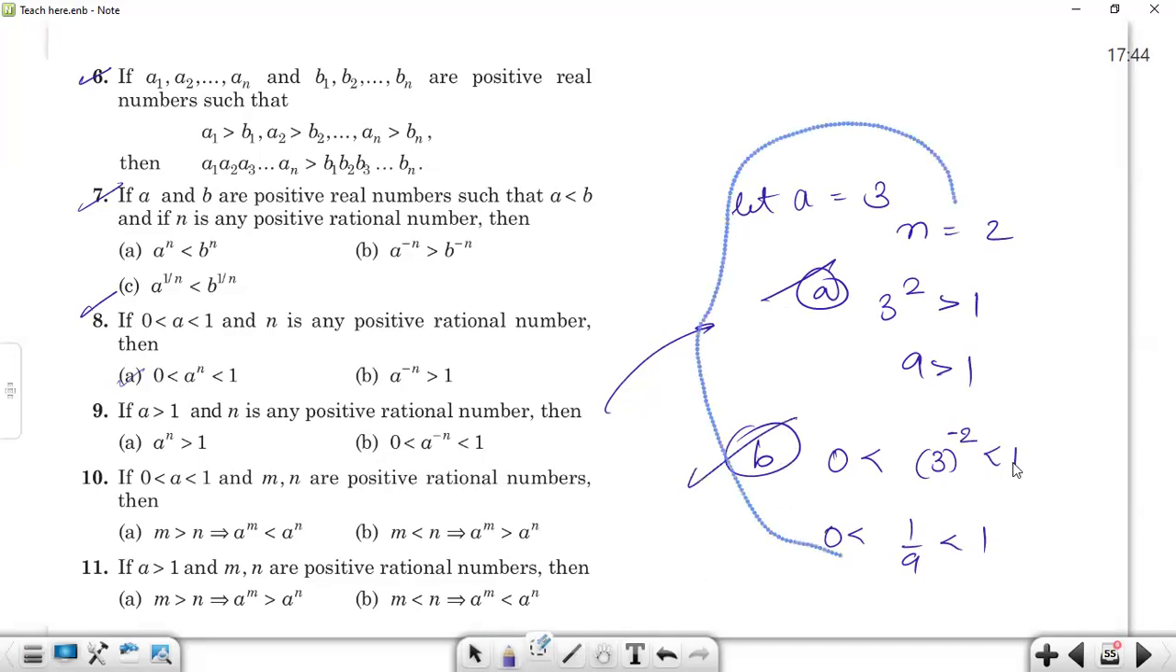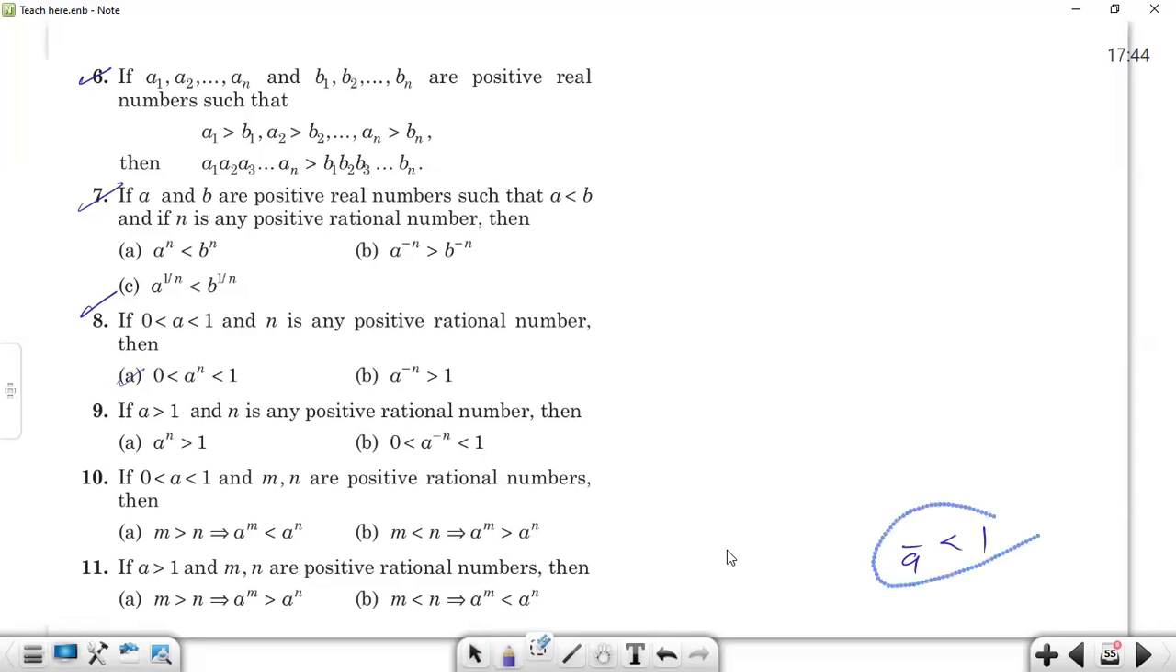So property number 9 is also clear. Discuss about the property number 10. If 0 is less than A, which is further less than 1, and M, N are positive rational numbers. Rational numbers are those numbers which can be represented in the form of P by Q, where P and Q are integers and Q is not equal to 0.